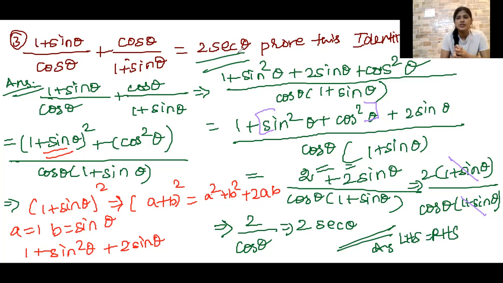So in today's session, we solved 3 problems from trigonometry with the help of the Pythagorean identity. I hope you understood the session.